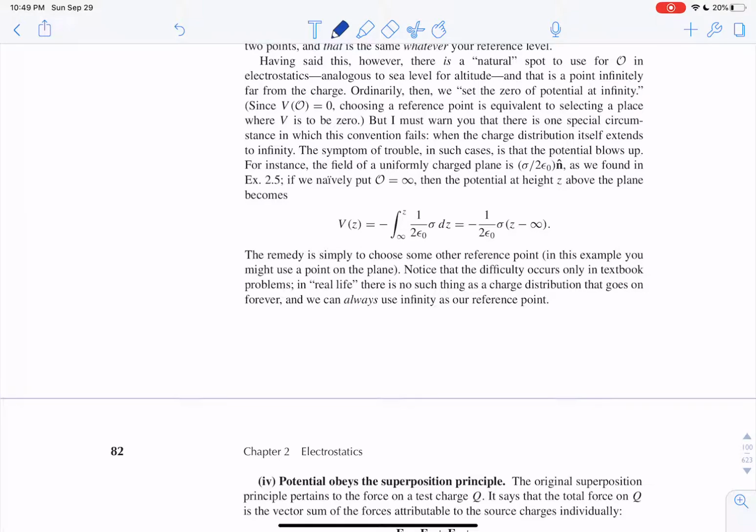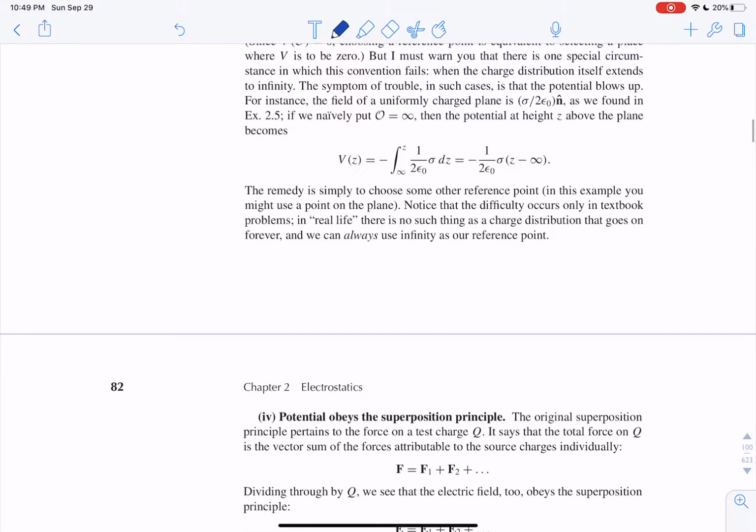And that is in the case of the plane, an infinitely flat, charged plane, which is stupid, as he says, because there is no such thing as an actual infinite charged plane, so you never have to worry about that.